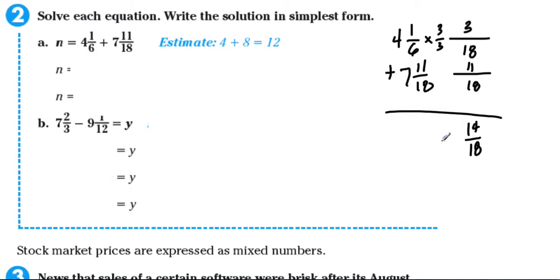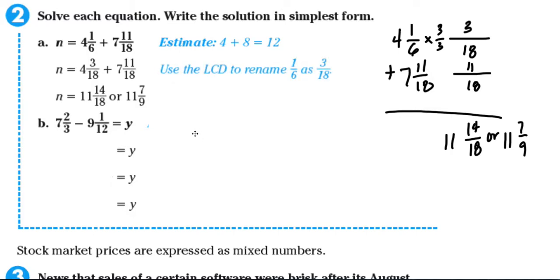Okay, adding them all up, you have 14 over 18. And then simply add 4 plus 7, that will give you 11 and 14 over 18, or 11 and 7 over 9 in simplest form. Okay, and this is what happened here. 4 and 3 over 18 plus 7 and 11 over 18 will give us 11 and 14 over 18, or 11 and 7 over 9. Okay, again using the LCD, which is 1/6 renamed to 3 over 18. Okay, let's take a look at letter B.